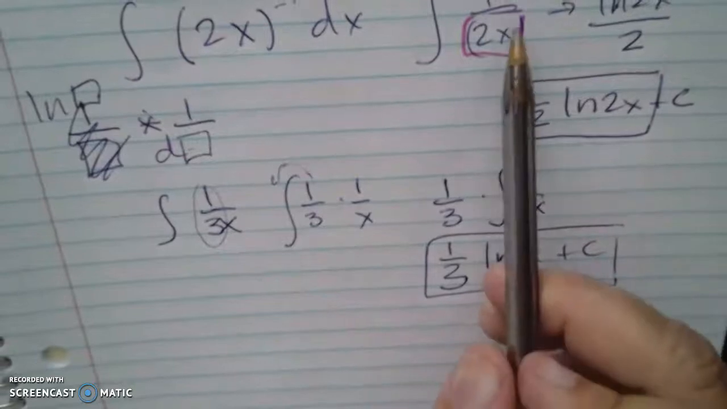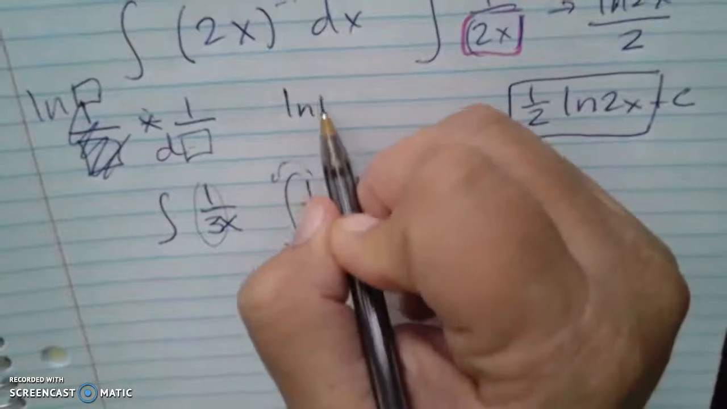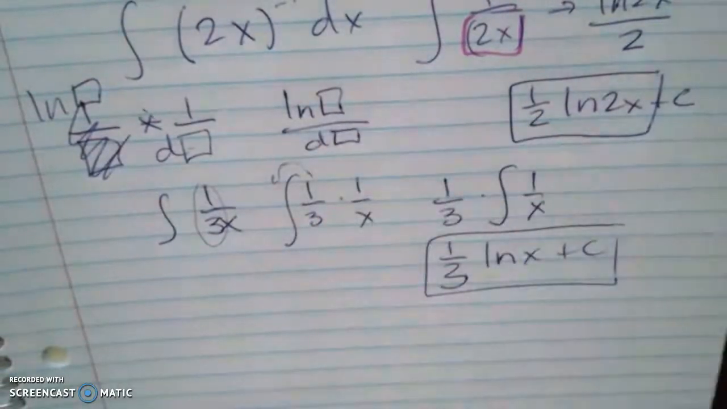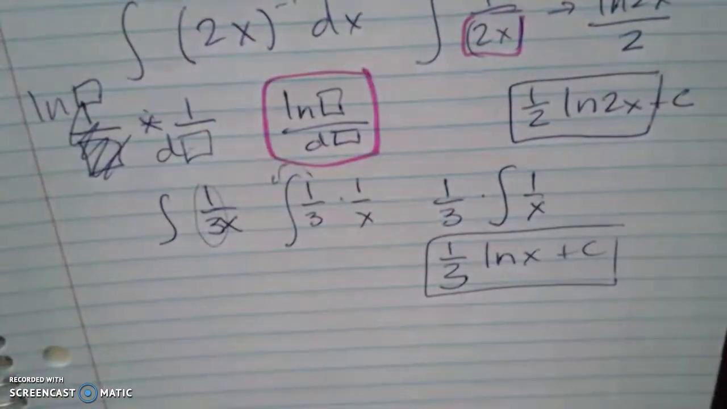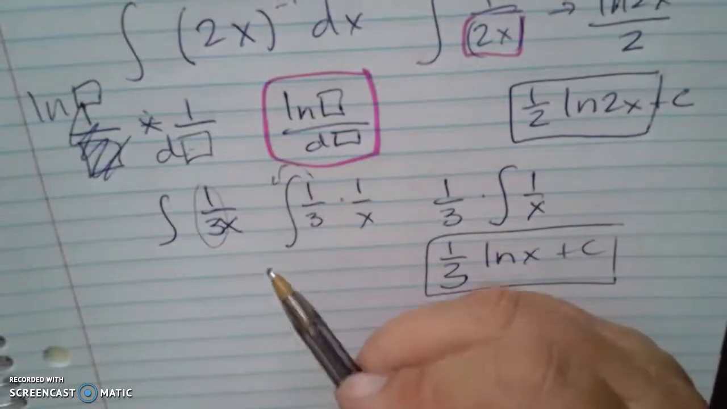Okay, so if you have something with a negative, it's going to be ln of the box divided by the derivative of the box. Here's a better example of that right here. And then with a constant, you can pull a constant out. All right, let's try an example like this.